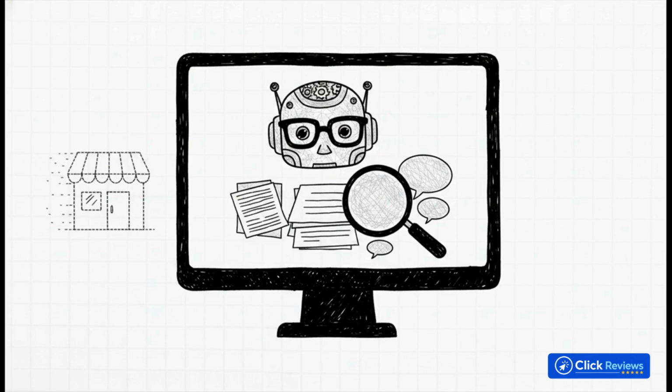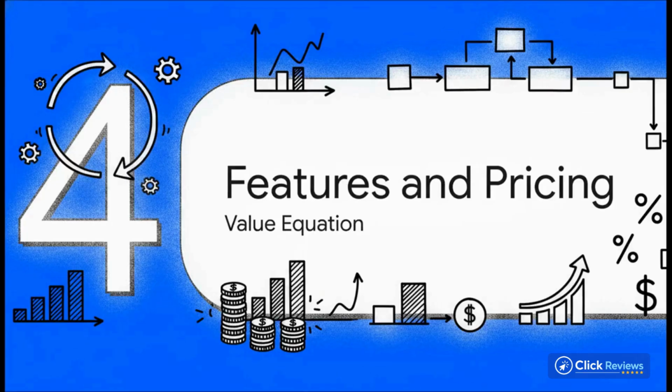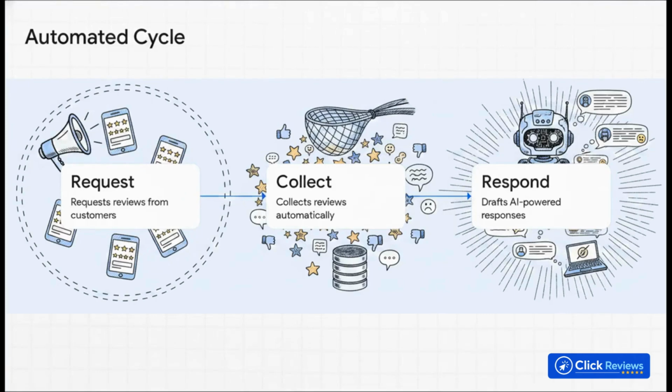If your review pool is thin, outdated, or just generic, your business practically becomes invisible to Google's AI recommendations. All right, on to Section 4. Features and pricing, and of course, that all-important value equation. The software promises to totally remove all that friction we just talked about by handling the entire cycle.